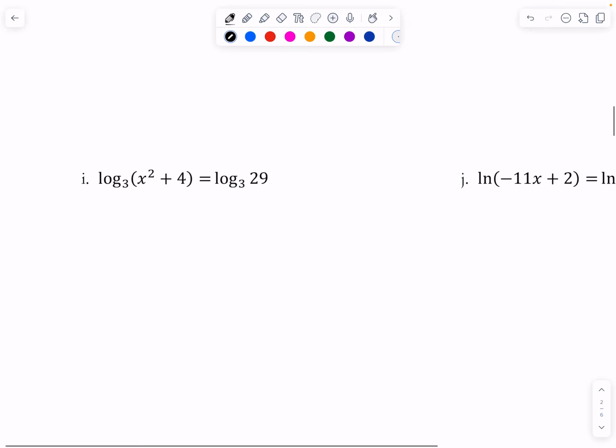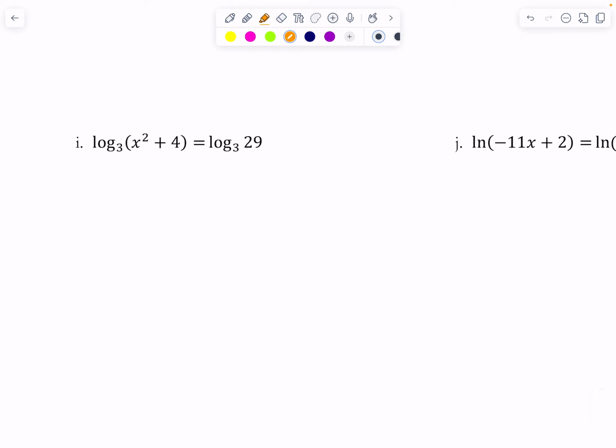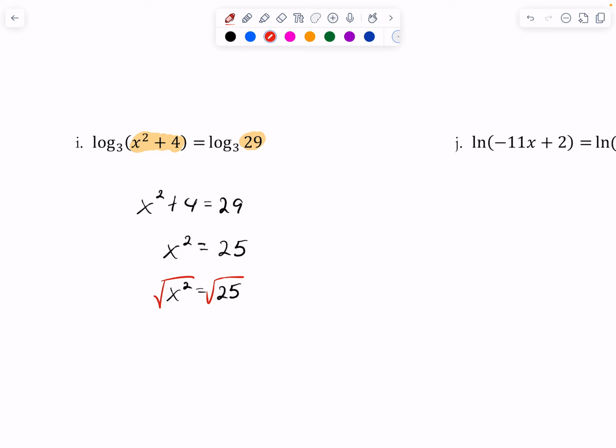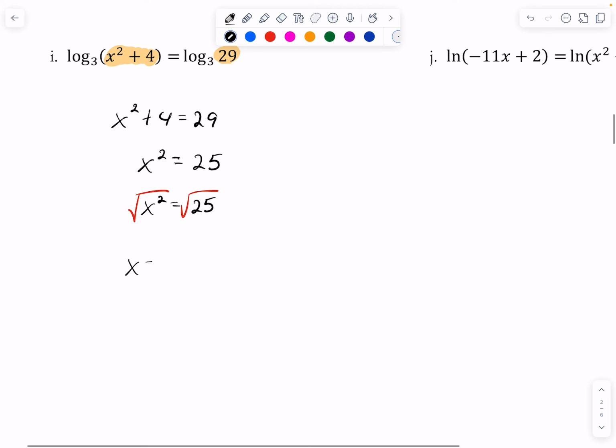Okay, same thing here, right? They have a log with the same base, so I'm going to set this argument equal to that argument and drop the log. So x squared plus 4 equals 29. I'm going to go ahead and move that 4 over with subtraction. All right, when I get that, I can get rid of the square by taking the square root of both sides. Hopefully you remember what that means. That means x is equal to negative 5 or x is equal to positive 5.